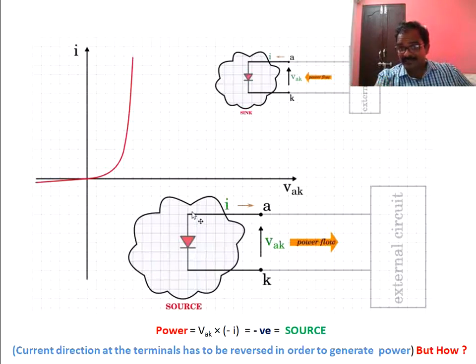Even when it is acting as a diode, the current is moving from anode to cathode. Now I need to make that current flow from cathode to anode in order to make the power flow out of the device into the external circuit. That is my intention. But how?